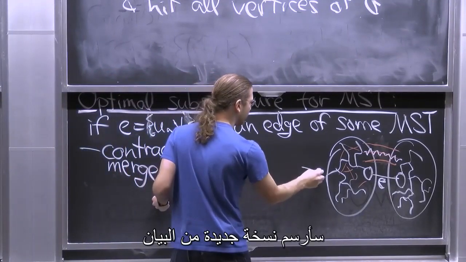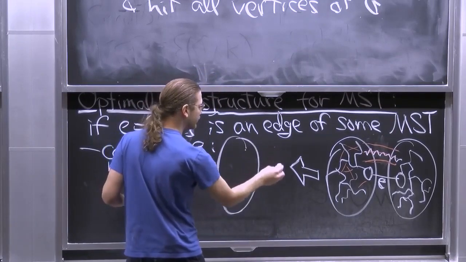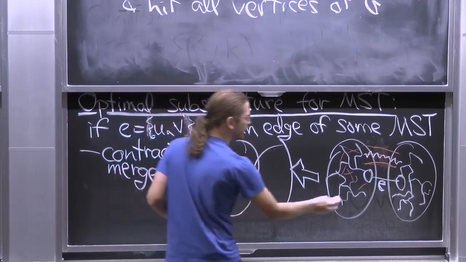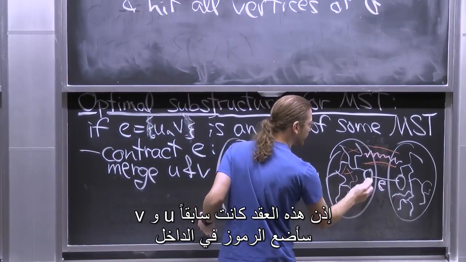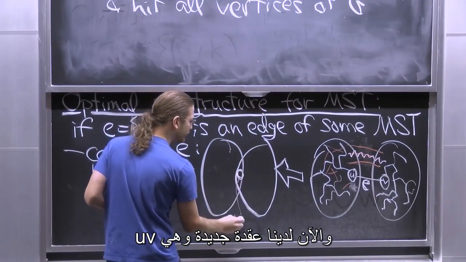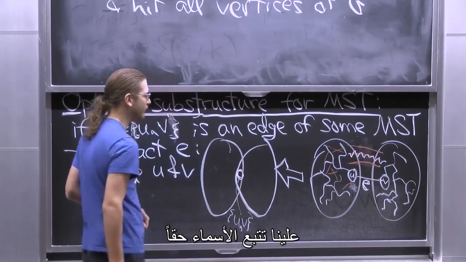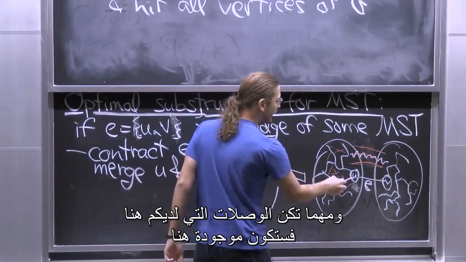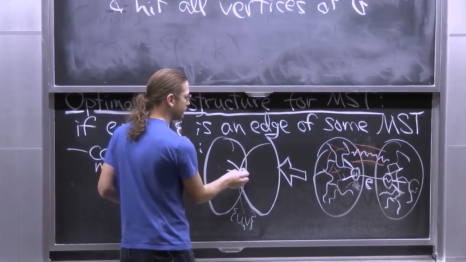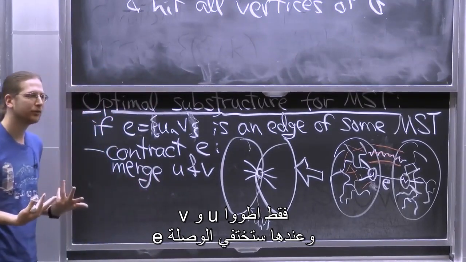So I will draw a new version of the graph. So this was U and V before. I'll put the label inside. And now we have a new vertex here, which is UV. Or you can think of it as the set UV. We won't really need to keep track of names. And whatever edges you had over here, you're going to have over here. Okay, just collapse U and V. The edge E disappears.